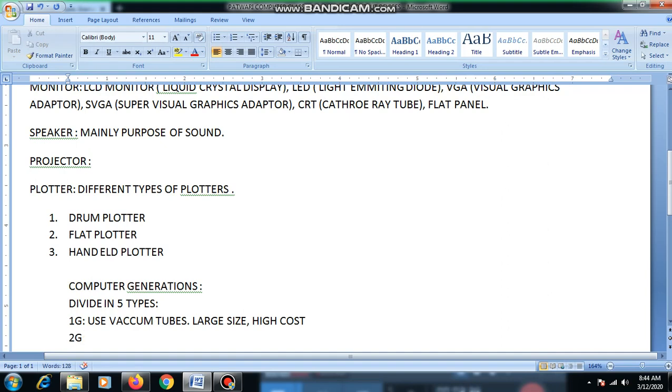Second generation, 2G, we can talk about. We use transistors, smaller size compared to the first generation, and low cost compared to the first generation.